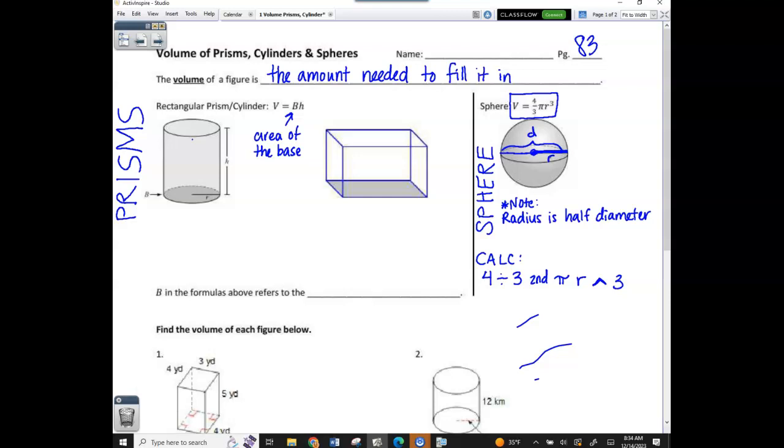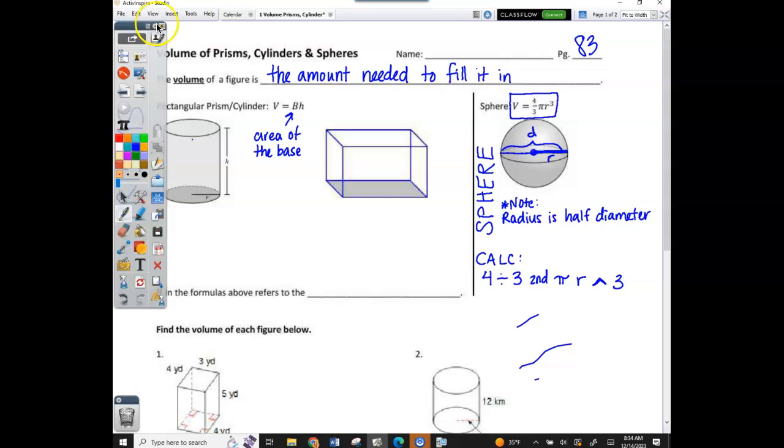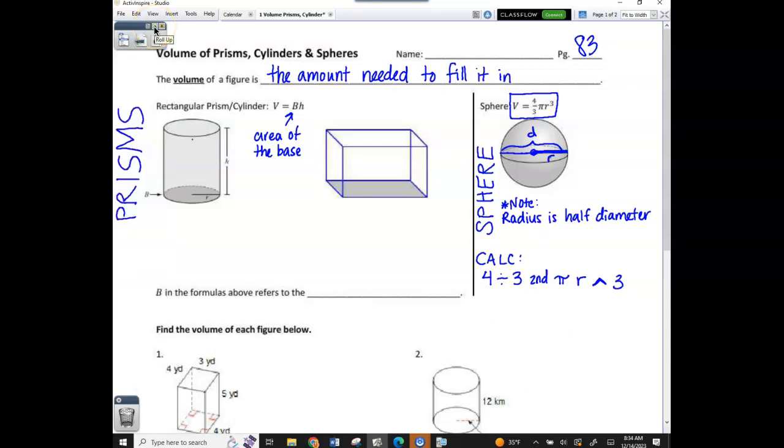So don't box that in, and here's why. Oh, look, my hair is too long. Don't box that in, because now what we're going to do is write the individual formula, like, okay, what if the base is a circle? All right, well then the formula is the area of a circle, which is pi r squared, times the height. See how that's the capital B? The area of a circle is pi r squared.